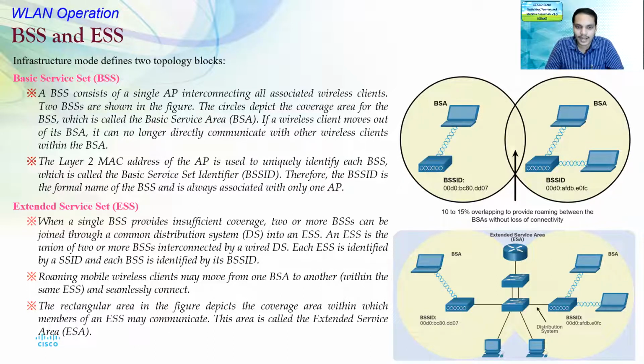So that rectangular area in the figure depicts the coverage area within which the members of an ESS may communicate. This area is called the Extended Service Area, ESA, which is similar to the BSA, which is nothing but the coverage area of one BSSID. So you need to remember these things. BSS stands for Basic Service Set, and when you combine multiple BSS, we call it ESS, Extended Service Set.